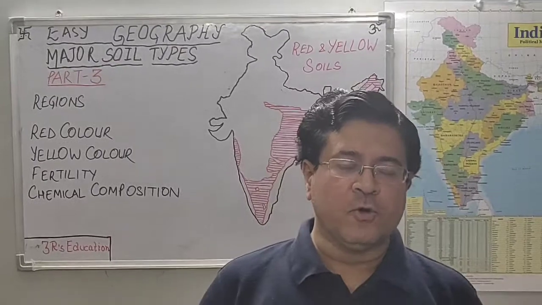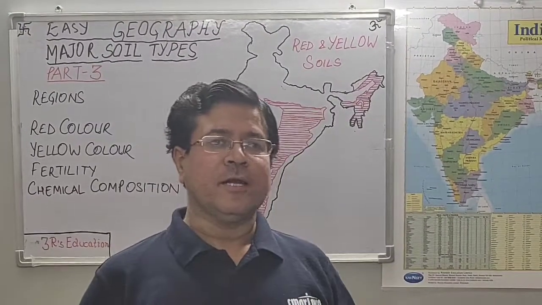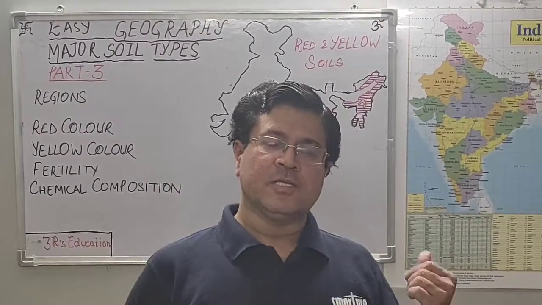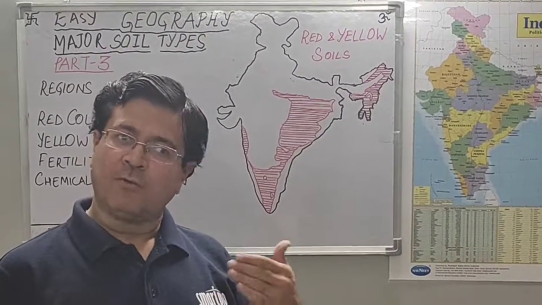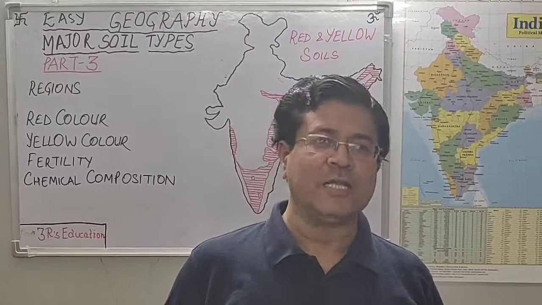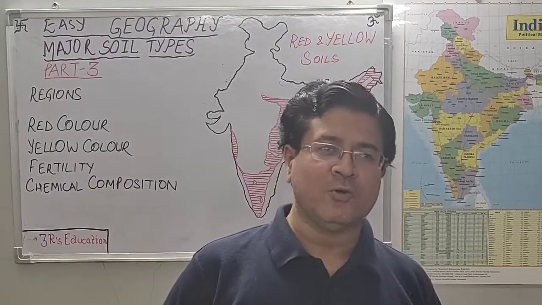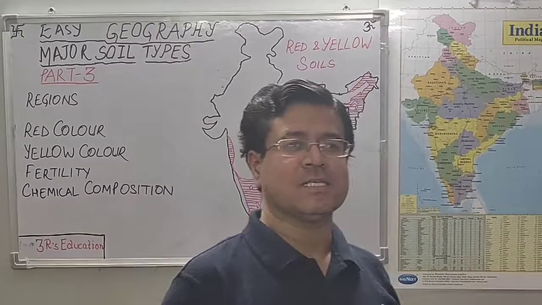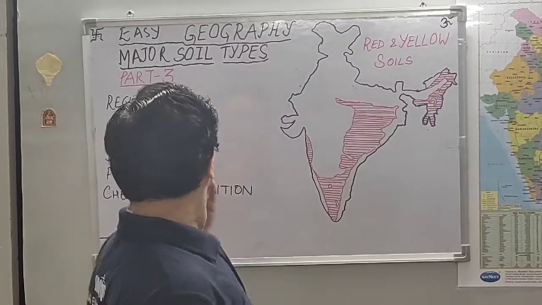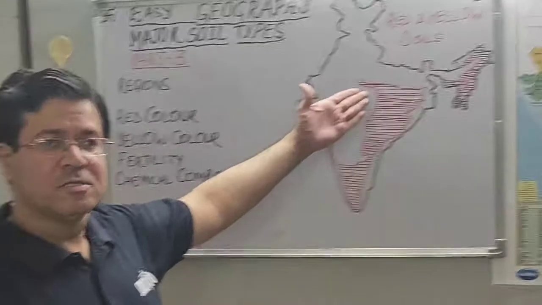In today's video, we'll talk about red and yellow soils. This is major soil types part 3. In part 1, we talked about alluvial soils. In part 2, we talked about black soils. And now today we'll discuss the important features of red and yellow soils.